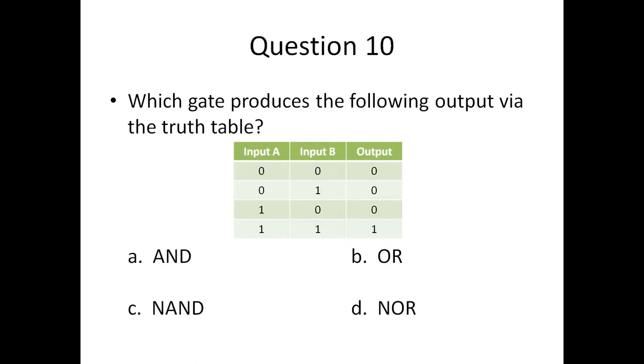Question 10. Which gate produces the following output via the truth table provided? Look at it, analyze it. Great. A. Is it an AND gate? B. Is it an OR gate? C. Is it a NAND gate? D. Is it a NOR gate?